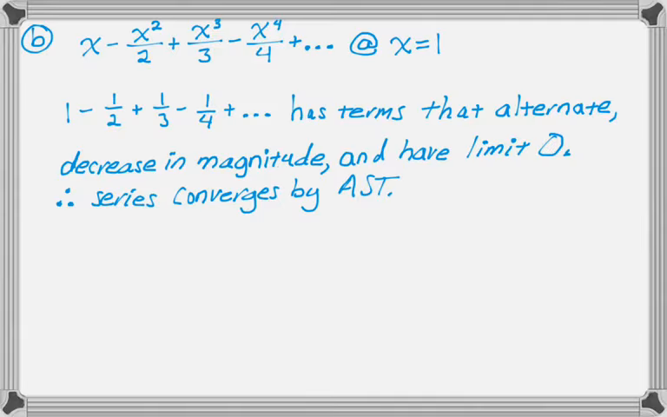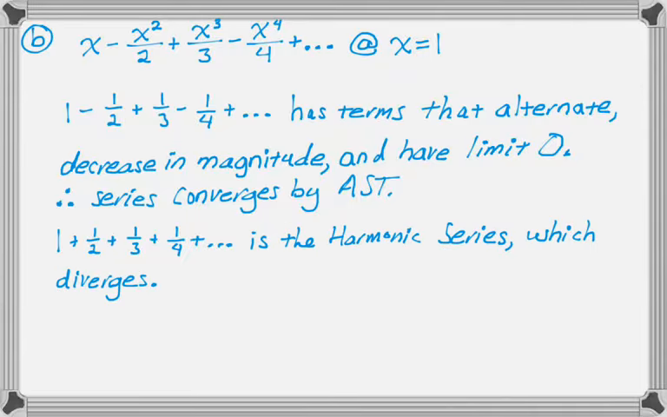Now what I'm going to do is take the absolute value of each term and see what happens. So instead of having 1 minus 1/2, I'll have 1 plus 1/2, plus 1/3, plus 1/4. If I do that, I get this, which is definitely the harmonic series, which I think I'm allowed to just say is a harmonic series and therefore diverges. So that's what I'm actually going to say.